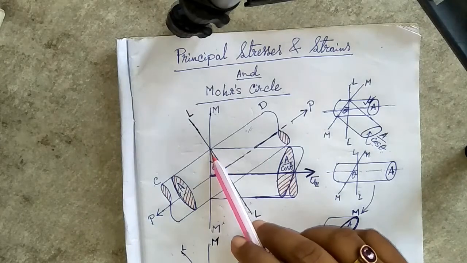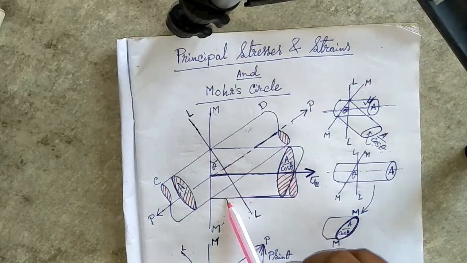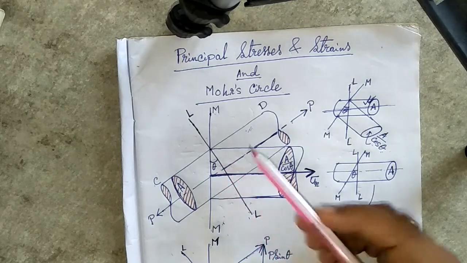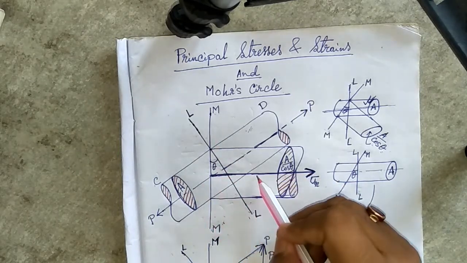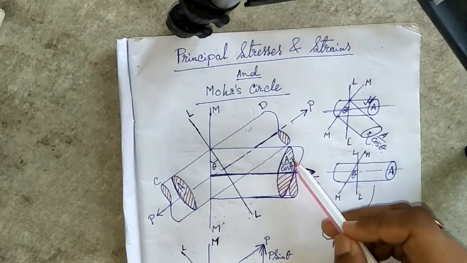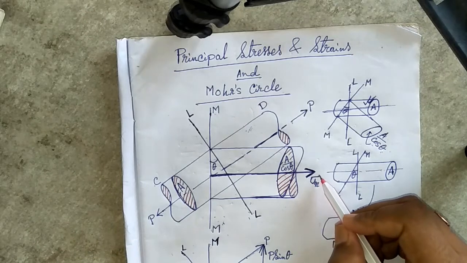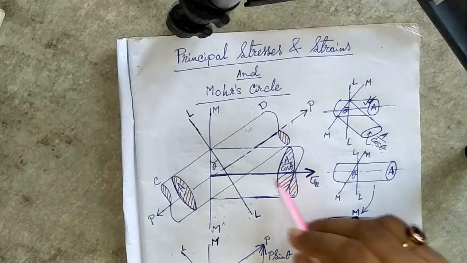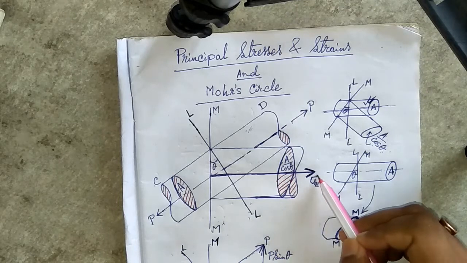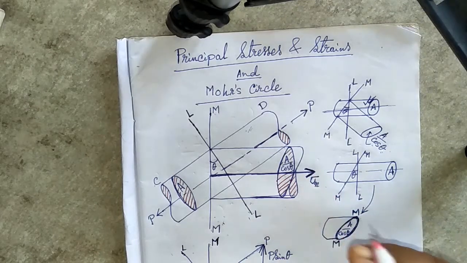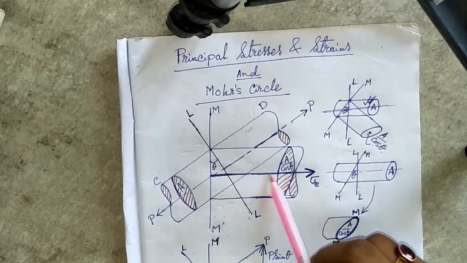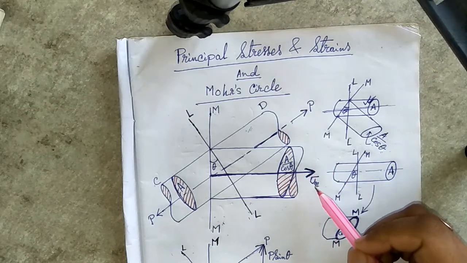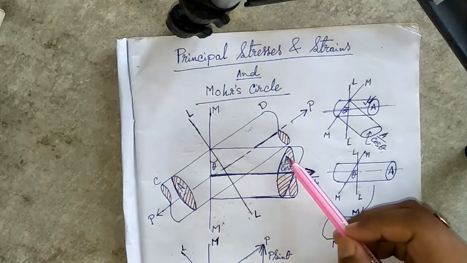Now imagine this is another, imaginary shaft, and this is the axis of this imaginary shaft. MM is perpendicular to this axis, and the cross sectional area is A by cos theta. The normal stress acting along this axis, perpendicular to this cross sectional area, is sigma n.